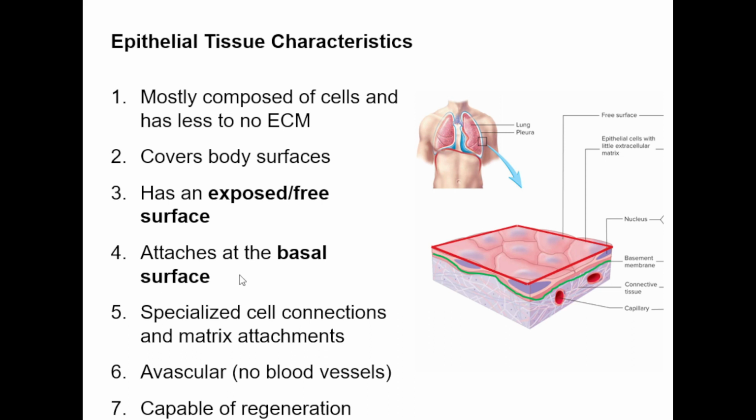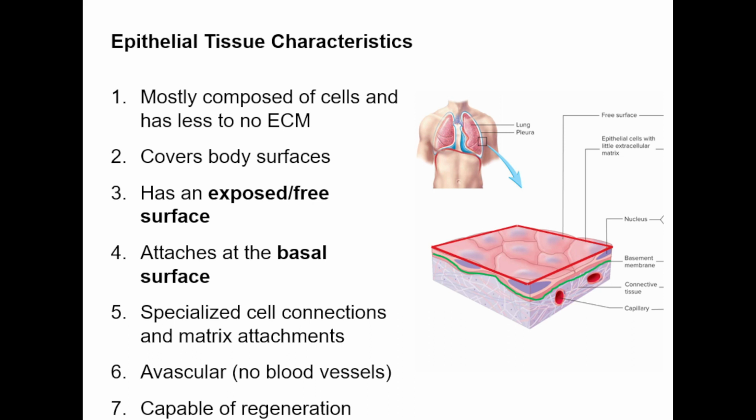Now, we said that on the free surface, usually they don't have any attachments, right? But there are also some instances where epithelial tissues will have cell connections and matrix attachments. So, sometimes there are attachments too, which later on we will go to.